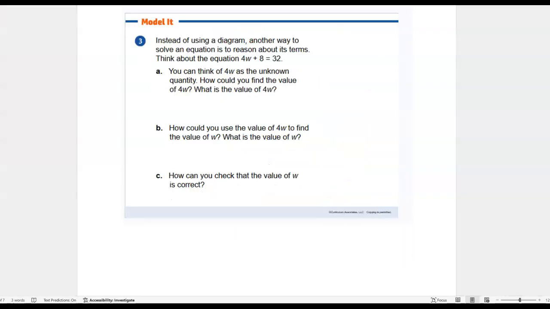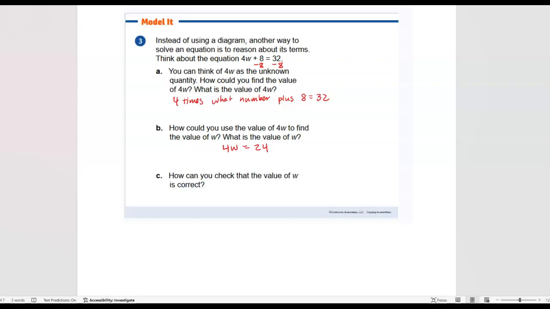Bumping over to page 344, you're basically asking yourself, all right, if I have 4w plus 8 is equal to 32, what is this equation actually telling me? Well, 4 times what number plus 8 is equal to 32? So let's think about that. What number plus 8 is equal to 32? Another way to do that is if I have this addition, just get rid of 8 from both sides. Now I have 4w is equal to, what's 32 minus 8? 24.